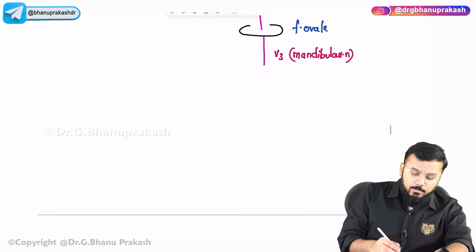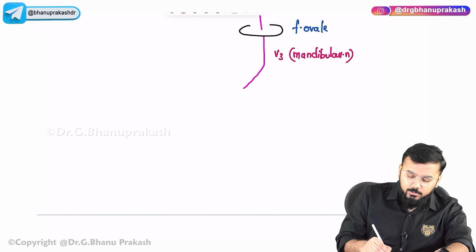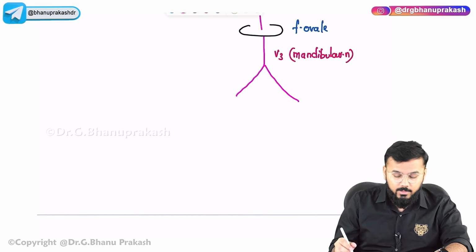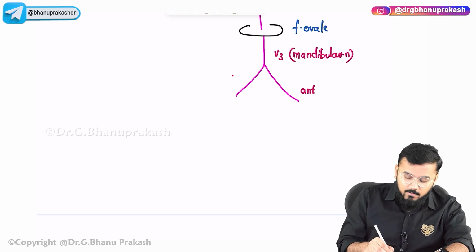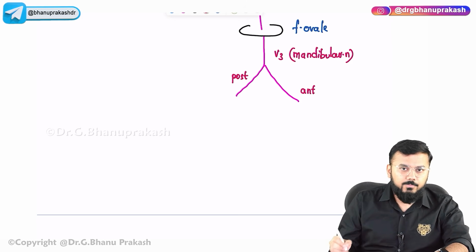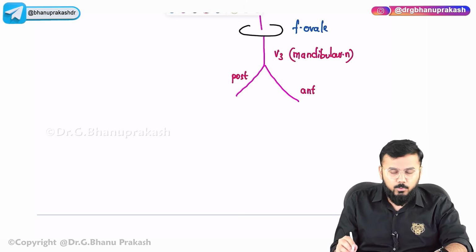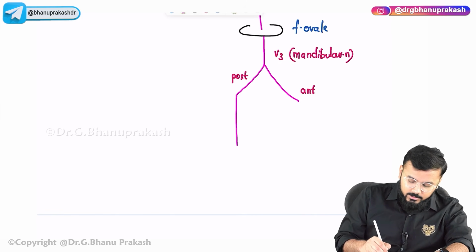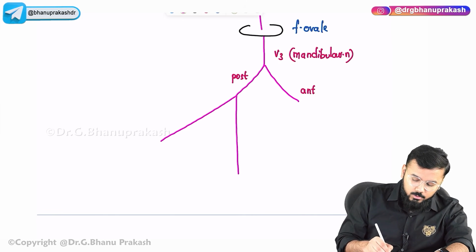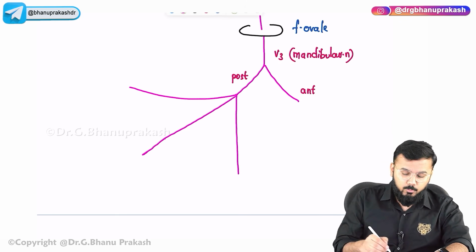Now this mandibular branch of trigeminal nerve divides into two divisions like this. What are these two divisions? One is called the anterior division, another one is called the posterior division. Now this posterior division gives out three branches. So here it is giving 1, 2 and 3. There are three branches that are given by this posterior division.